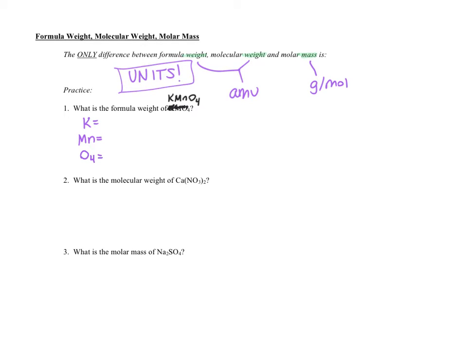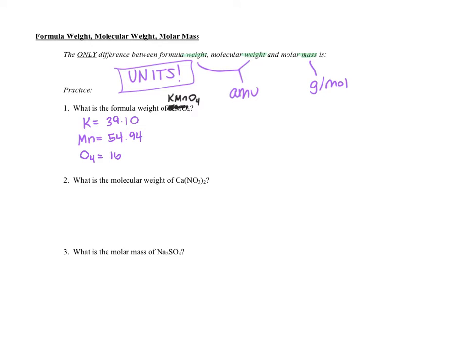To calculate the formula weight, you look up each of the atomic masses from the periodic table of each of these elements. When I use the periodic table, I'm going to find potassium is 39.10. Manganese is 54.94. And oxygen is 16. And again, I found those right on the bottom of the periodic table squares.